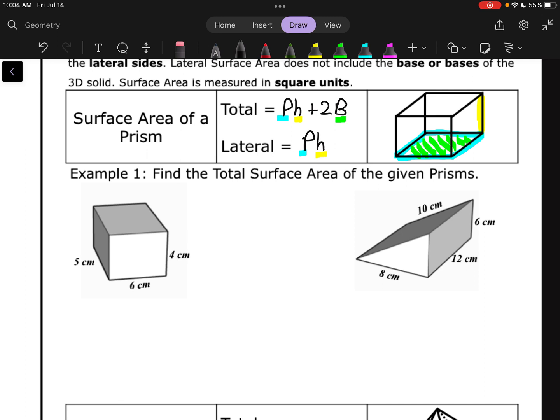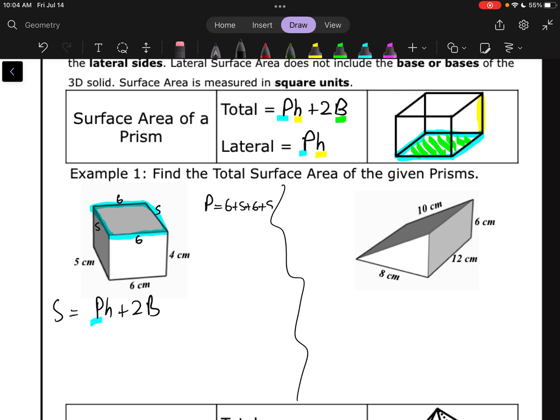So let's try these formulas out on a few of these here. Let's start with this rectangular prism. So I'm going to do Ph + 2B. I'll say S equals, S for surface area. P will be the perimeter of the base. So if I was going to find the perimeter of this base here, what would I need to add up? This would be a 6, this would be a 5, this would be a 6, this would be a 5. So that would be 6 + 5 + 6 + 5. So that is going to be 22.